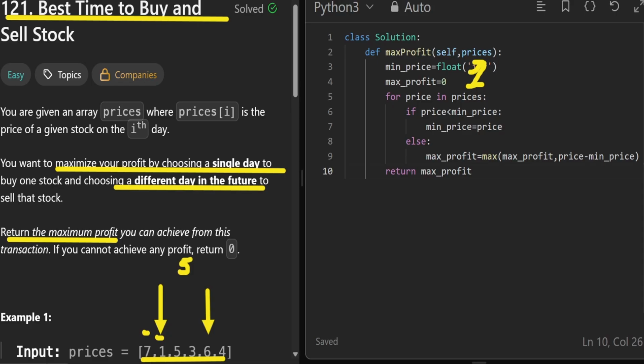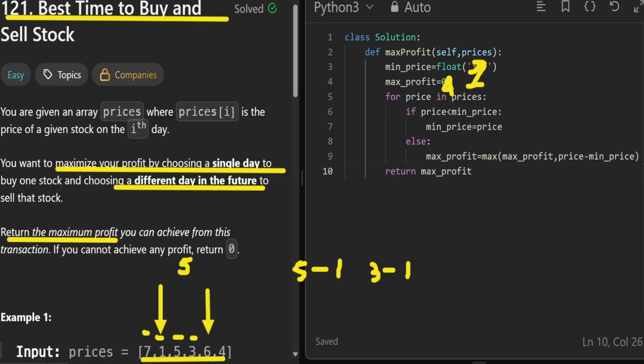The next day, the price is 5, which is larger than the current min price 1. So the profit is 4. Update the current max profit variable to 4. The next day, the price we encounter is 3, which is larger than the current min price 1. So we subtract the current min price from it to find the profit 2, which is not greater than the current max profit 4. So we keep 4.